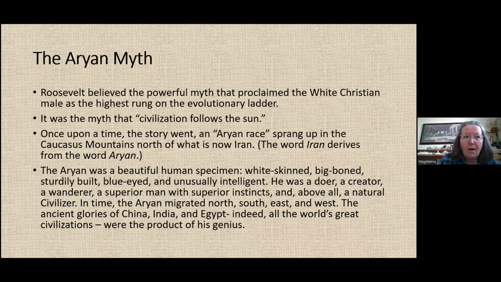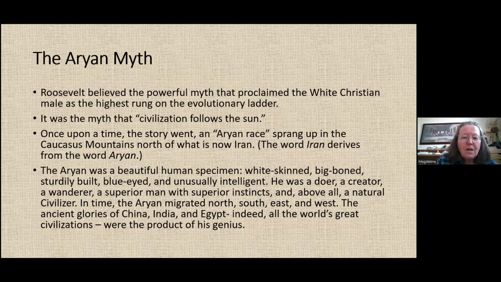And I'm going to emphasize, this is a story. Once upon a time, the story went, an Aryan race sprang up in the Caucasus Mountains north of what is now Iran. The word Iran derives from the word Aryan. The Aryan was a beautiful human specimen, white-skinned, big-boned, sturdily built, blue-eyed, and unusually intelligent. He was a doer, a creator, a wanderer, a superior man with superior instincts, and above all, a natural civilizer.